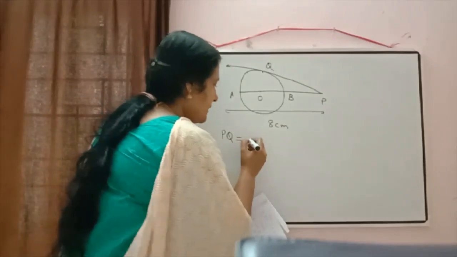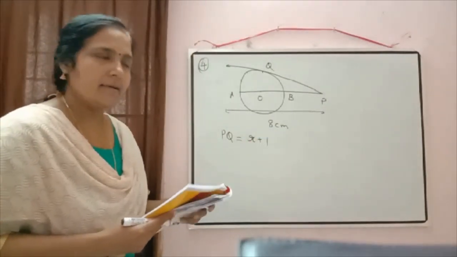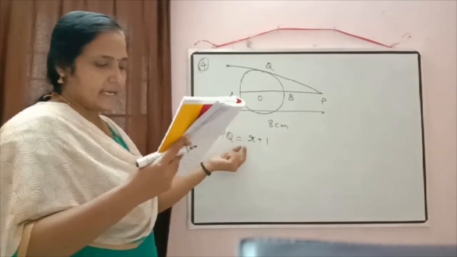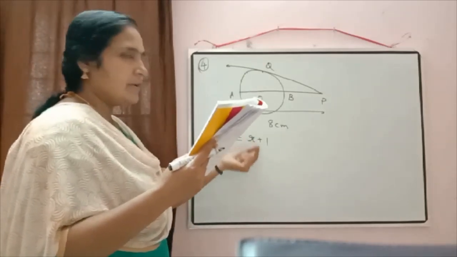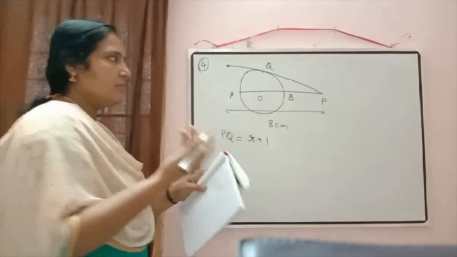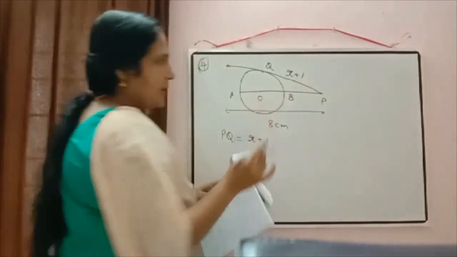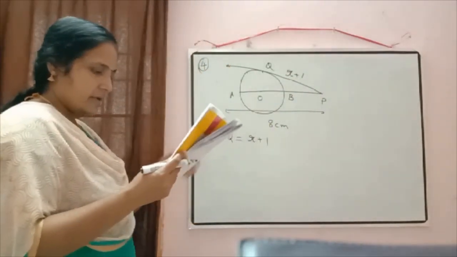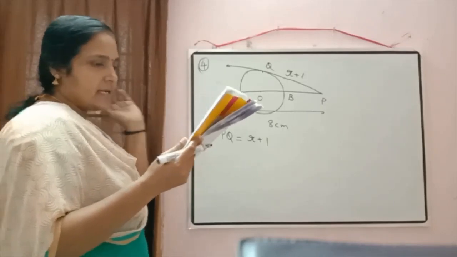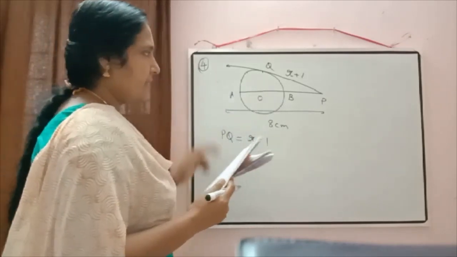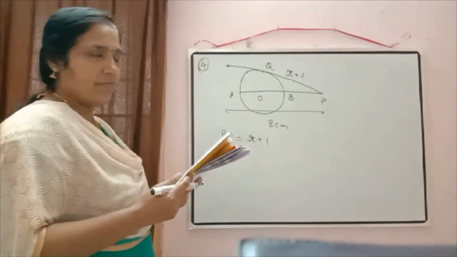So what will come? PQ is equal to r plus 1. Correct? PQ exceeds the radius by 1 centimeter, so PQ will be equal to r plus 1. Mention in the diagram that PQ is equal to r plus 1. Now what is written? Find the radius of the circle. AP is given as 8 centimeter.